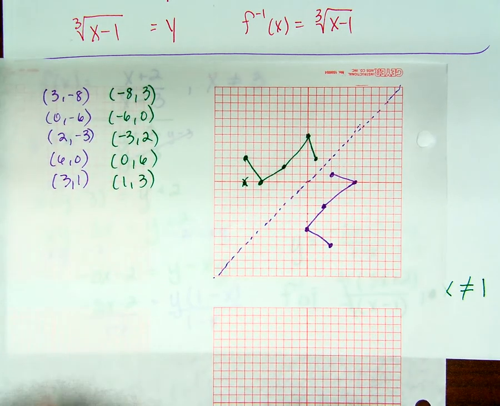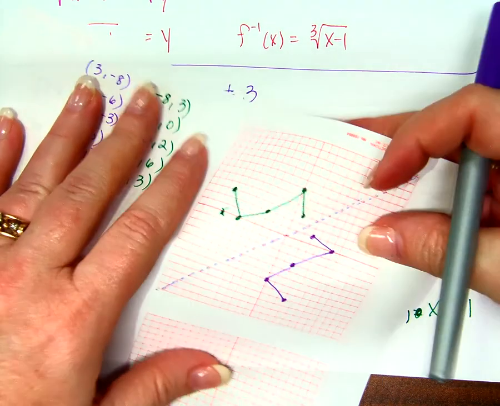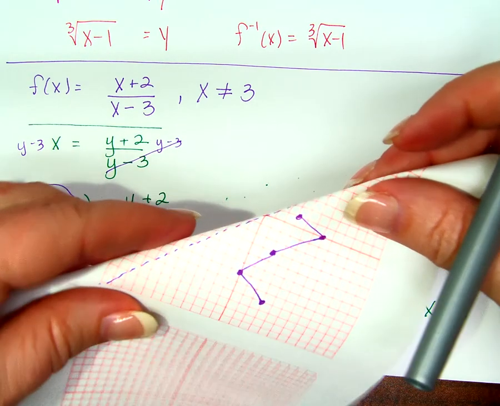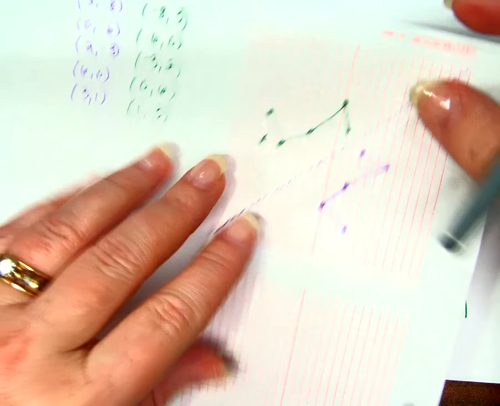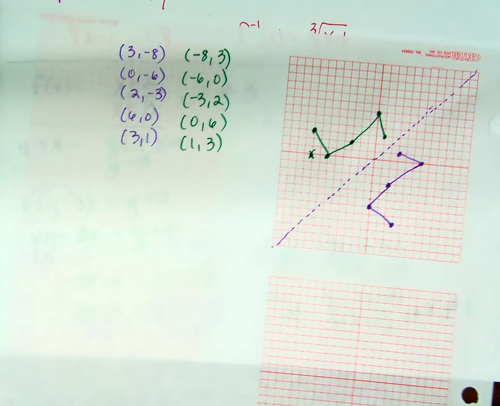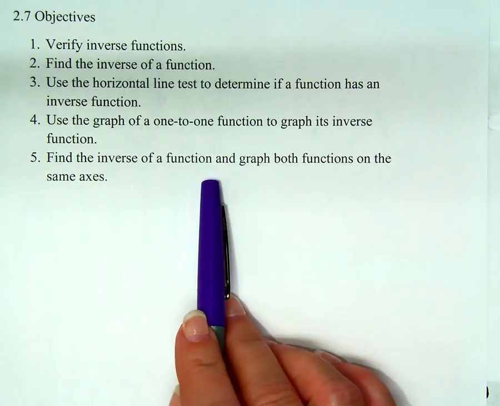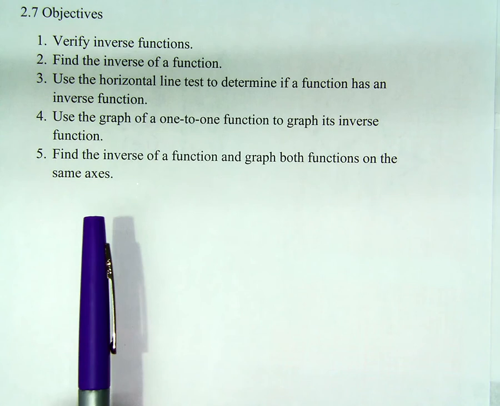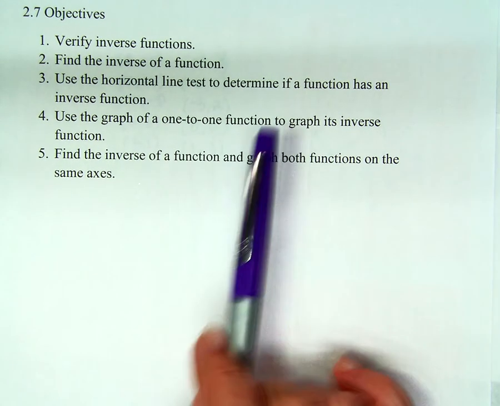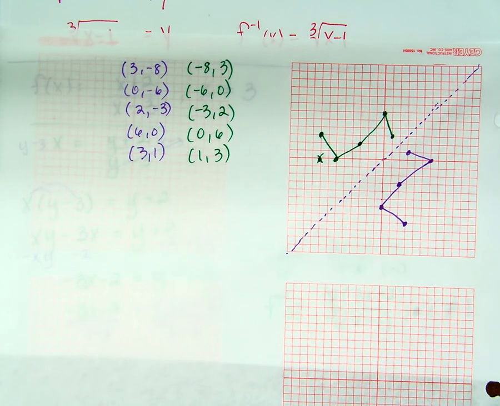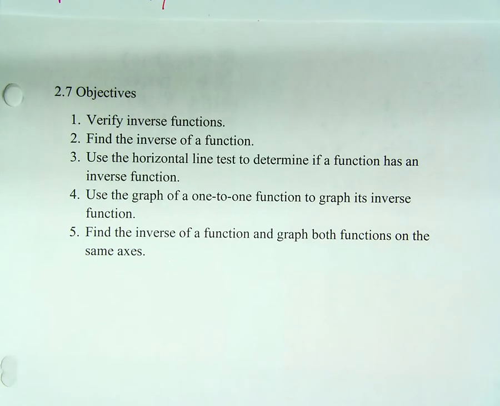So the thing about it is if I folded this graph paper right along this line, those two shapes would be lying right on top of each other. Yeah? So that's a way that I can find the inverse of a function and graph both functions on the same axis. It's also about using one-to-one functions to graph their inverse function. Okay? How are you feeling about these objectives for today? 2.7? Good. I'm seeing thumbs up, so excellent.